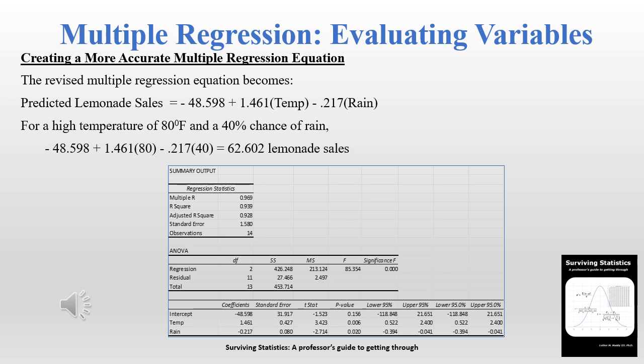So here is our revised multiple regression equation with just the two statistically significant predictors. So we have predicted lemonade sales being negative 48.598 plus 1.461 times the temperature minus 0.217 the chance of rain.